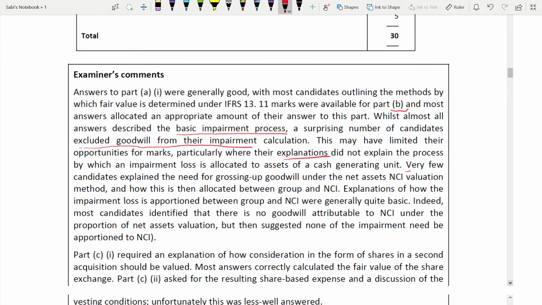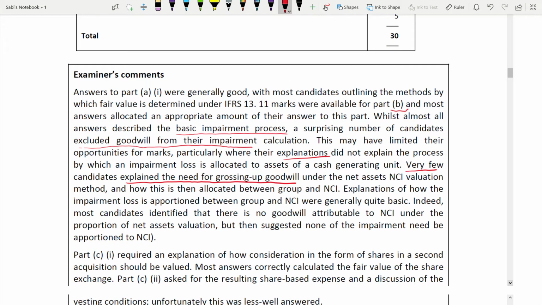Very few candidates explain the need for grossing up goodwill. You didn't even explain the need. It's not enough that you just gross up goodwill. You have to explain the process, why you are grossing up the goodwill. Because it only has the parent's part. You saw in the answer how they have written, so you can take from the answer how they are writing if you have confusion on how to write. So explain the need for grossing up the goodwill.